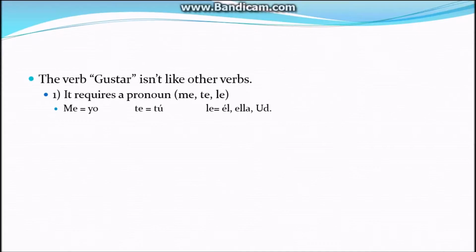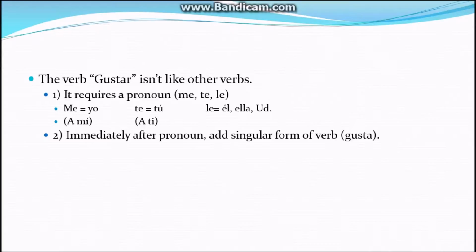So if I'm the one who finds it pleasing, I have to use me as the pronoun. Remember that the te is the informal you that agrees with tú, and then le can refer to either él, ella, usted. If it's ella, it's still le. So remember, we can't use a subject pronoun with these, especially yo and tú. So what you're going to see is that it'll say a mí. A mí prompts using me. A ti will prompt you to use te.